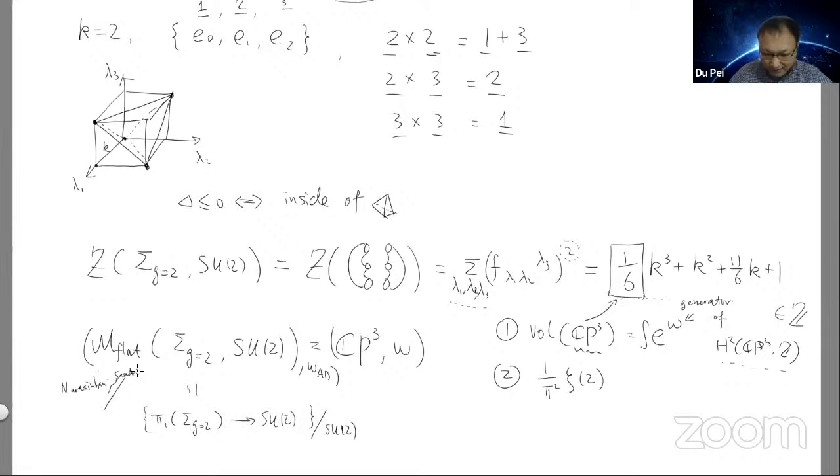I hope I got it correctly. This can be identified with the moduli space of G_C bundles, of holomorphic G_C or SL2C bundles, of the Riemann surface. And that problem has also been analyzed for this genus 2 case, I think by Newstead. And there it was found that it's indeed CP3.